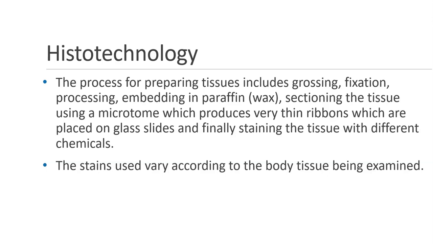and finally staining the tissue with different chemicals. The stains used vary according to the body tissue being examined. The different tissues, liver, lungs, other types of tissues, will all have different chemical makeup and will absorb different stains in different ways. And the main thing we want to do is have this single layer of cells which are stained so that they can be evaluated.